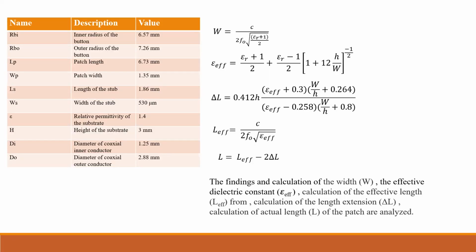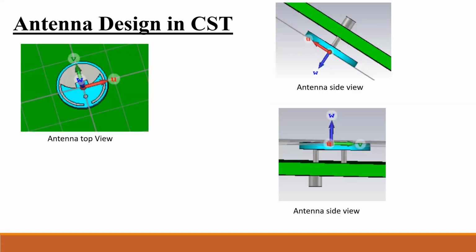These are the formulas we used in our design. So this is the antenna which we have designed in CST. This is the antenna top view where we can observe all the circular metallic parts. And this is the antenna side view, and this is the antenna side view as well.